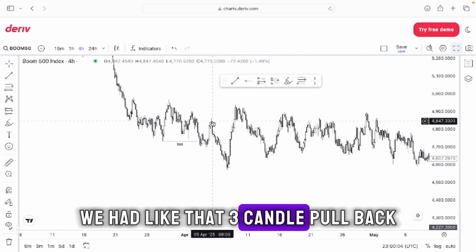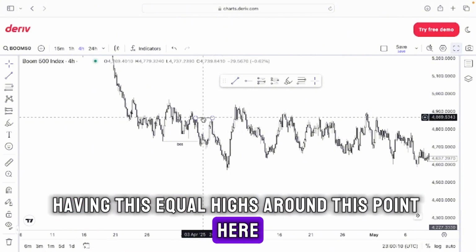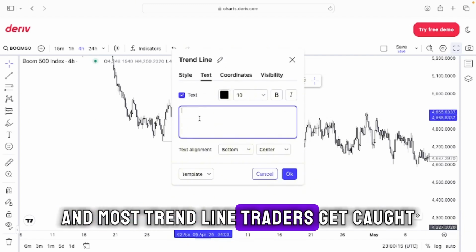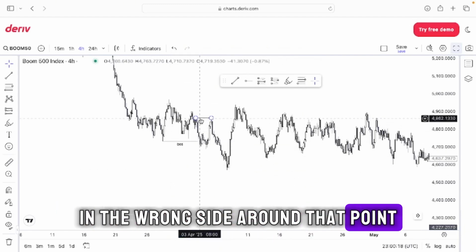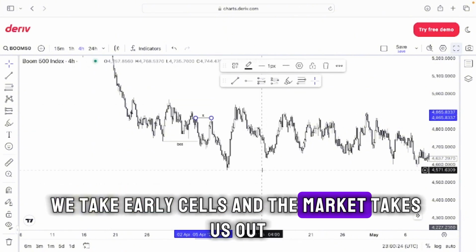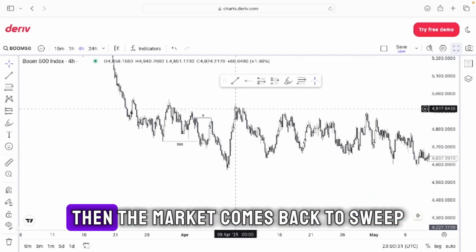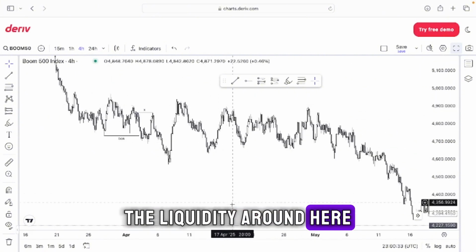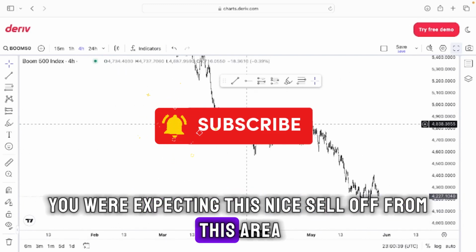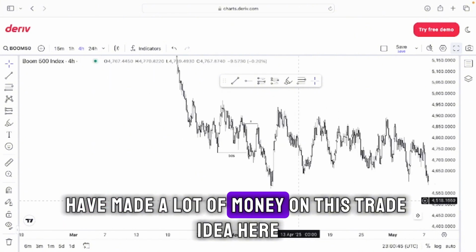We had that 3 candle pullback, but it resulted into us having these equal highs around this point here, of which that is liquidity for those that do not know. And most trendline traders get caught on the wrong side around that point, of which we take early sells, guys. We take early sells and the market takes us out. Let's say maybe you sell from this point and then you get that nice push, then the market comes back to sweep the liquidity around here, then the nice sell off comes in, guys, of which you were expecting this nice sell off from this area. But most of you who trade support and resistance have made a lot of money on this trade idea here.